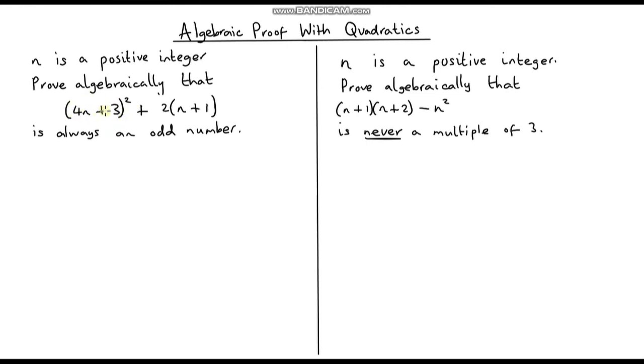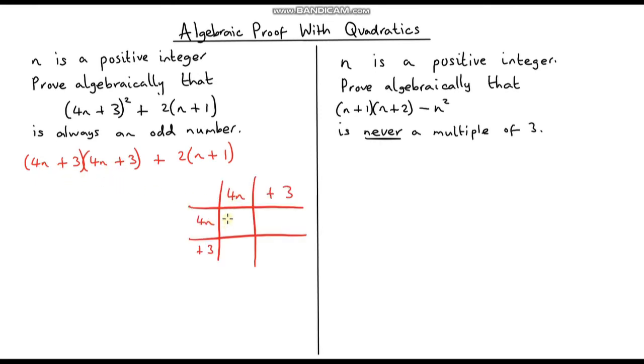So this means 4n plus 3 times 4n plus 3. And again, I'm going to use the grid method to expand these two brackets. So 4n times 4n is 16n squared. 4n times 3 is 12n. 4n times 3, again, that is 12n. And 3 times 3 is 9. So what do we have? We've got 16n squared. And then these two terms add to get 24n. And then we've got plus 9 on the end.